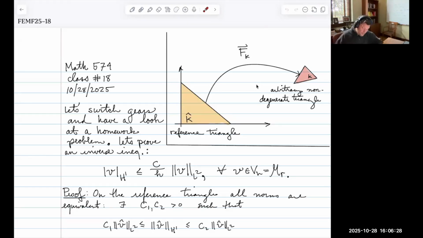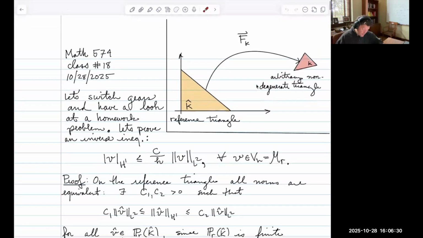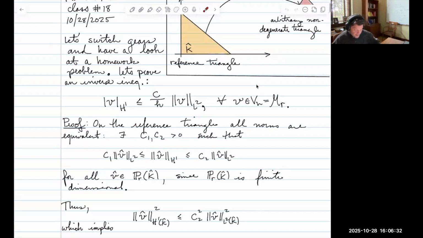So the homework problem I'm referring to is, I believe, homework 5, number 4, and it asks you to prove this particular inverse inequality, which says something strange. It says that I can control a heavier H1 norm with a lighter L2 norm, but I have to pay the price of a 1 over H.